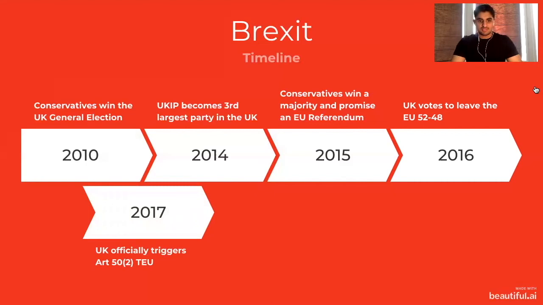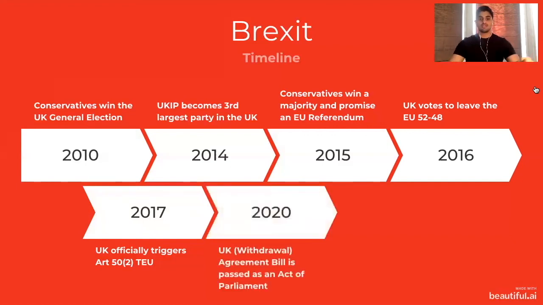Following that, in 2017, the UK officially triggered Article 50, subsection 2 of the Treaty on the European Union. That is the specific provision whereby the head of state sends a letter to the president of the EU, telling them that they would like to officially withdraw from the European Union and begin the transition process to eventually be rid of all European regulation.